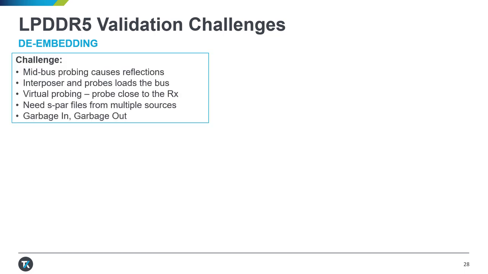So what is de-embedding? De-embedding is a technique that we use to remove the effects of probes and interposers. Not only that, we also use it to move the probe point from DRAM ball to DRAM die, something called virtual probing. The idea is to minimize reflections and see what the actual receiver is seeing.